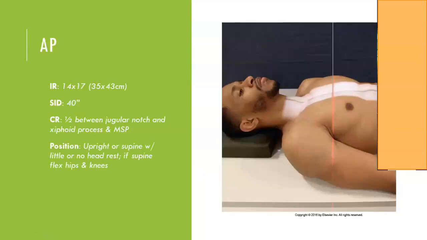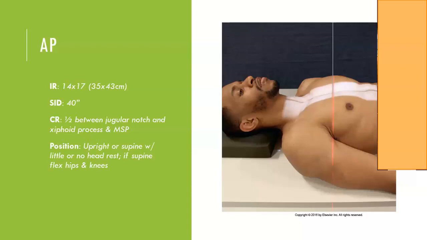14 by 17, it's going to be done in a portrait, 40-inch distance. You are going to have your central ray halfway between the jugular notch and the xiphoid process along the mid-sagittal plane. Keep the length from top to bottom, your 17 inches, but collimate in side to side. A T-spine should never look like a chest x-ray.